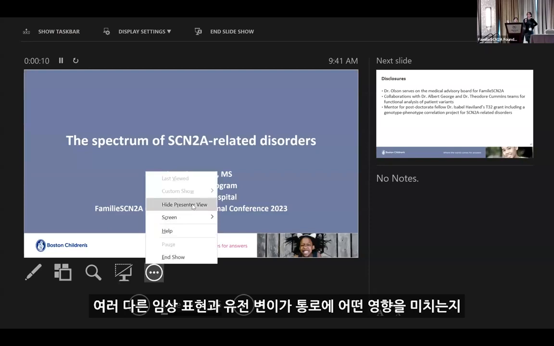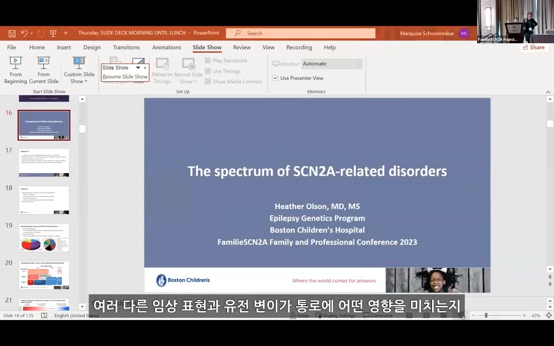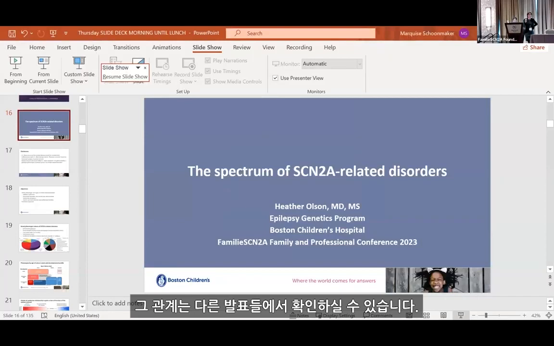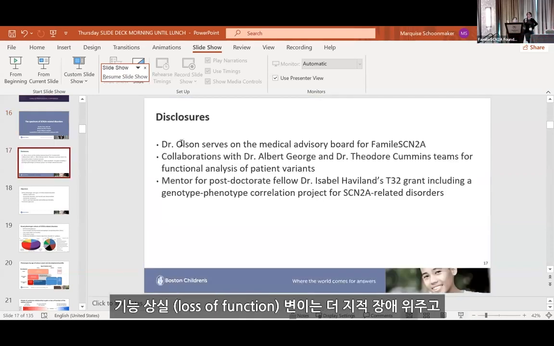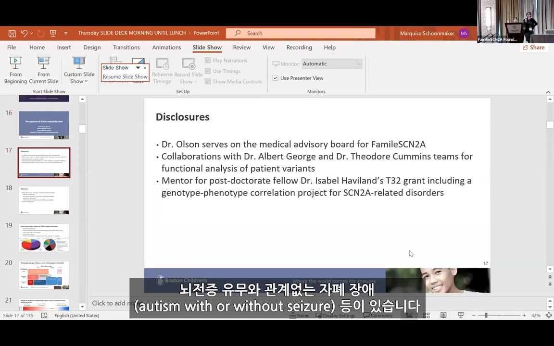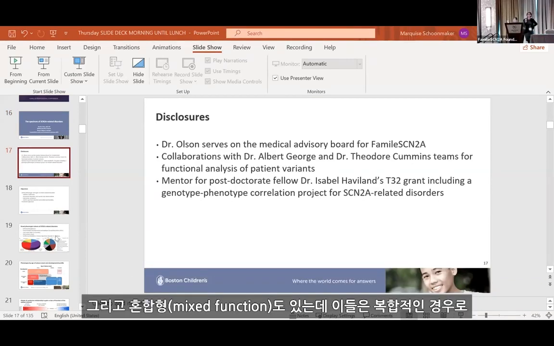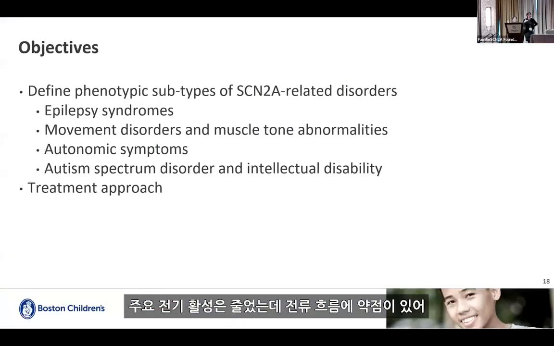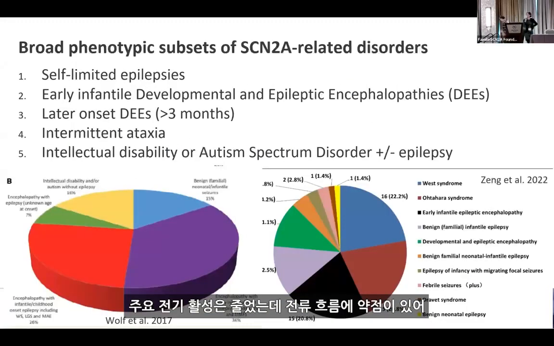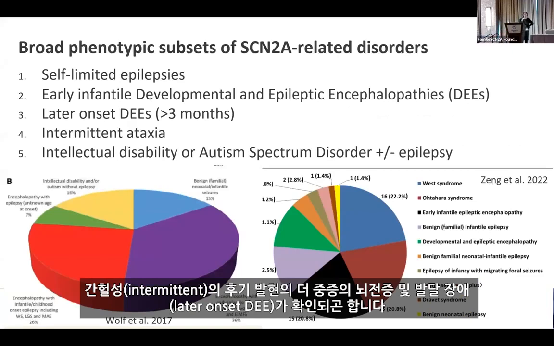And you'll hear a lot of work today about how the different clinical presentations and the genetic variants relate to how the channel is actually affected by those genetic variants. We think about gain of function, especially with early presentations, versus loss of function. That tends to be more intellectual disability and autism with or without seizures. And there's a group of mixed function, which is complex, but the main electrical activity is actually reduced, but there can be leakiness to a current, persistent current, resurgent currents, and we can see some intermittent later onset, more severe epilepsy and developmental disorders in that setting as well. So these are kind of the broad groups.